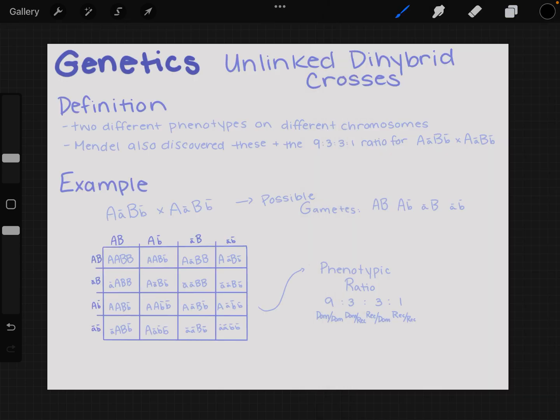So let's talk about unlinked dihybrid crosses. I know, just what you wanted to hear about. So let's get started. The definition is going to be 2 different phenotypes on different chromosomes.